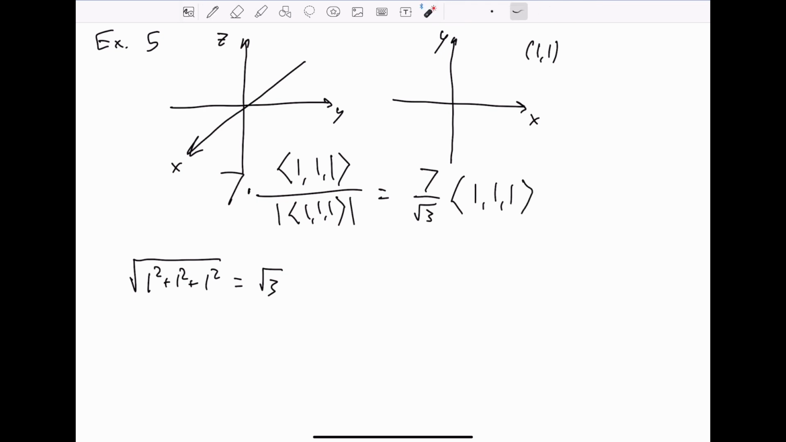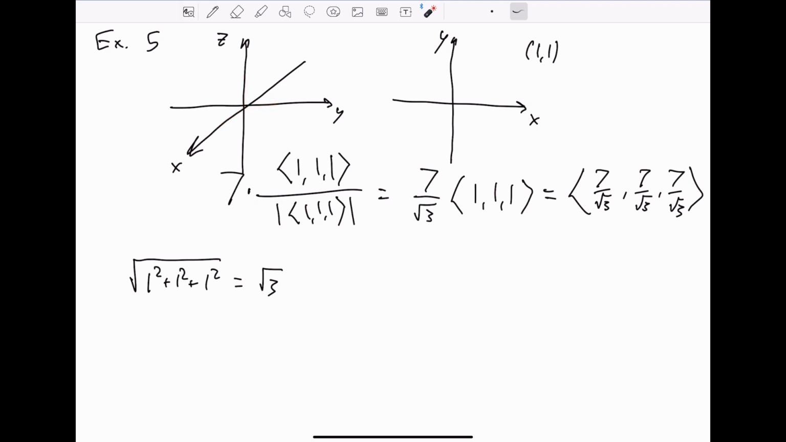And now I just do scalar multiplication, distribute this, if you will, to all three components. And we get the vector 7 over square root of 3, comma, 7 over square root of 3, 7 over square root of 3. Since the x, y, and z components are all the same, since they're all equal, we will have a 45-degree angle with all three of the x, y, and z axes.